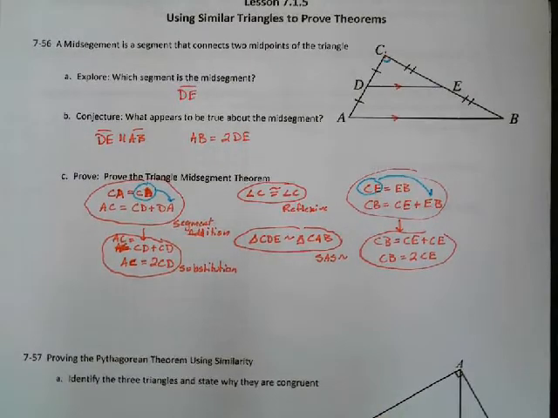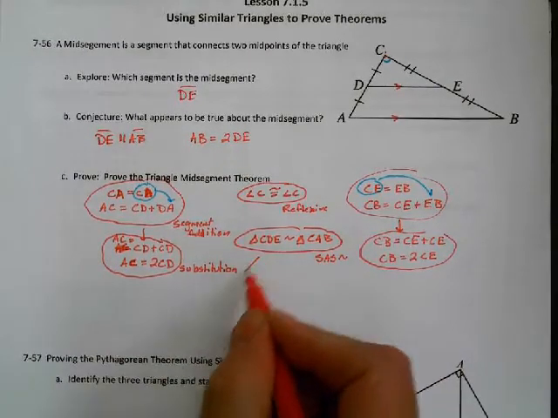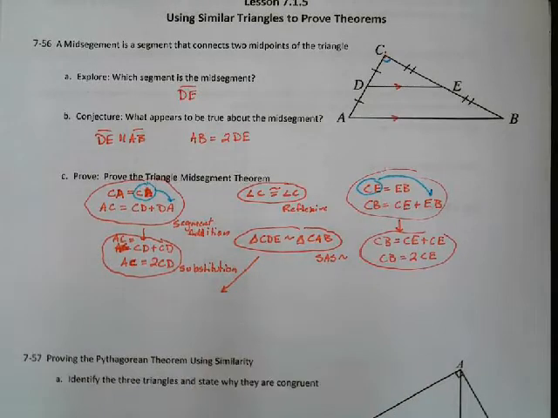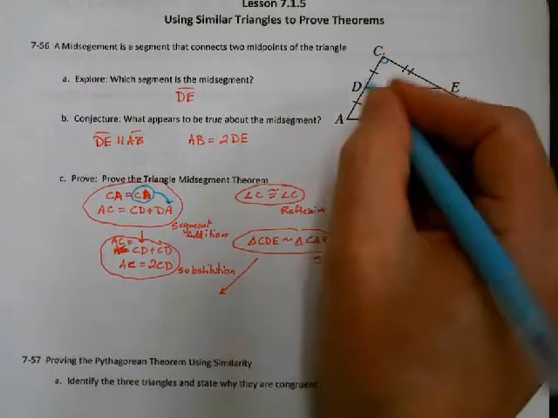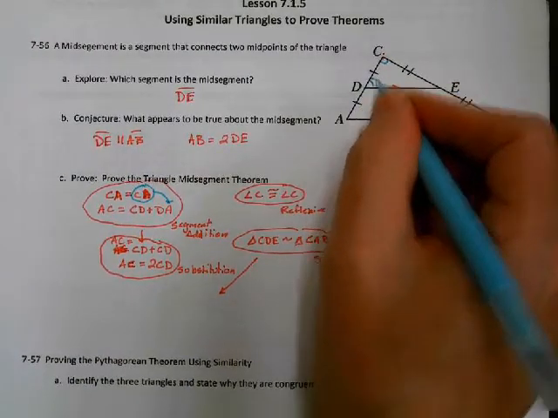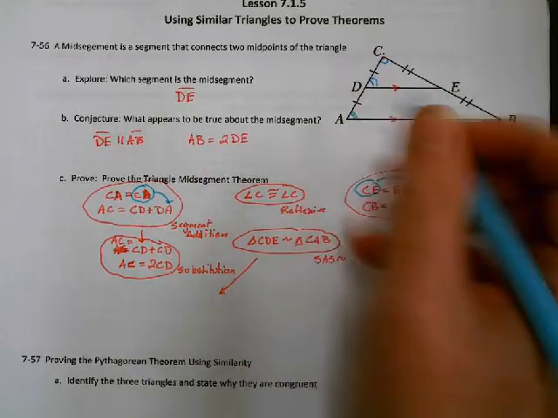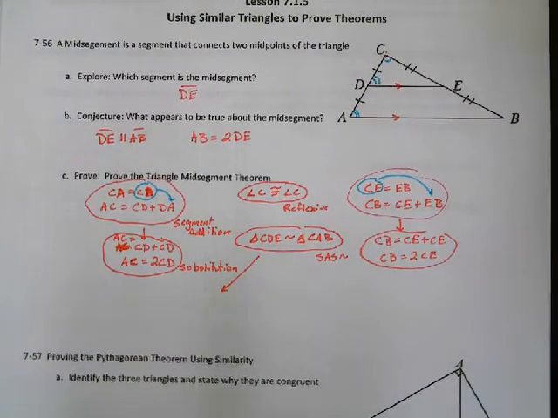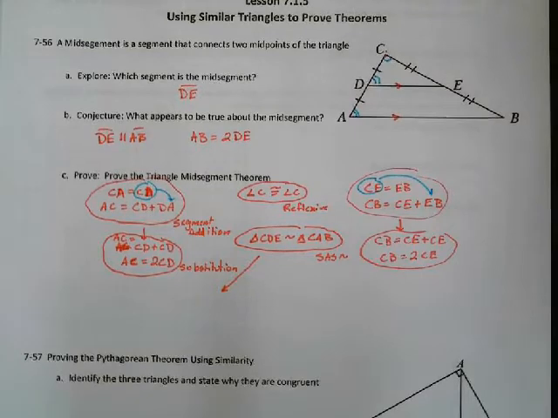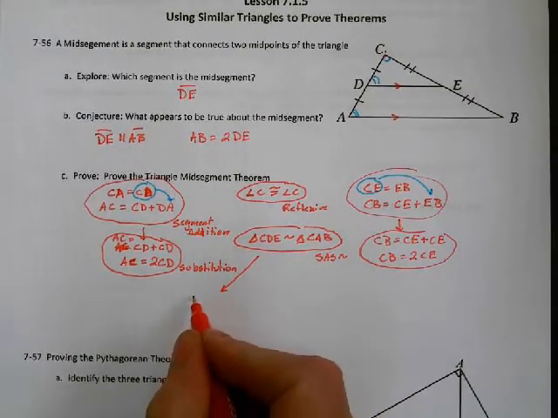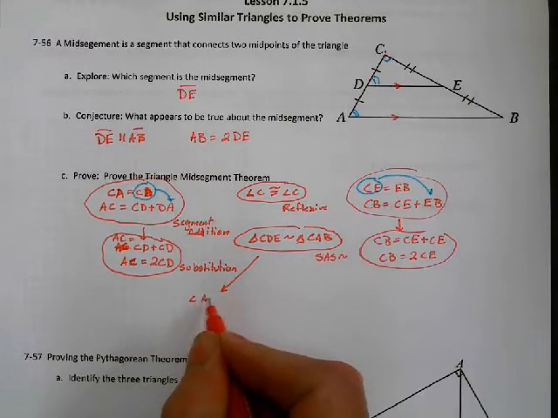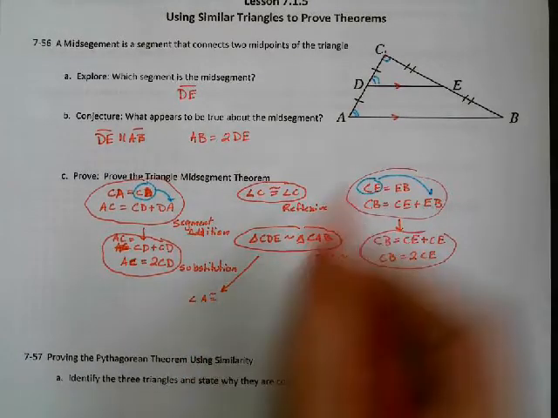Now that we know they're similar, remember that when they're similar, the corresponding angles are congruent to each other. So this angle up here corresponds to this angle down there. And so they have to be congruent to each other, because we just proved those two triangles were similar. So I'm going to say that angle A is congruent to angle CDE.